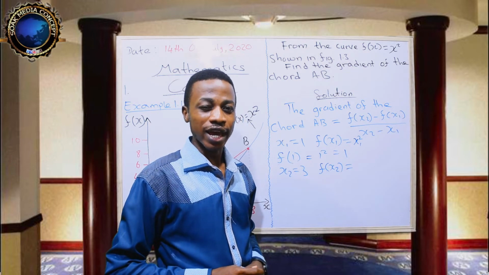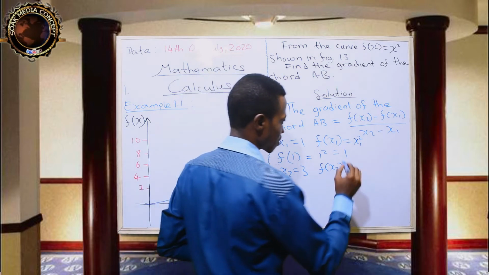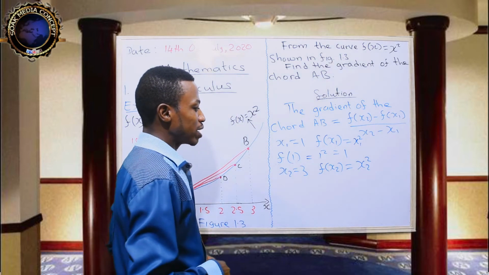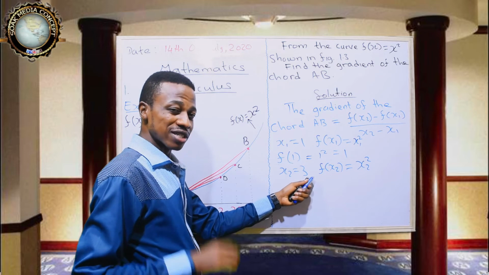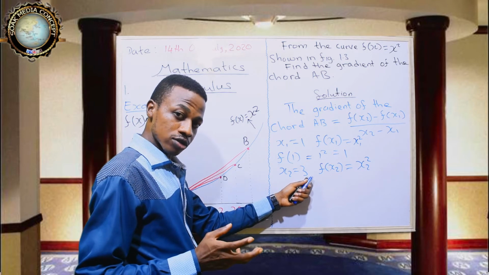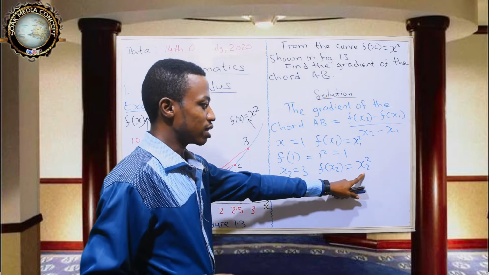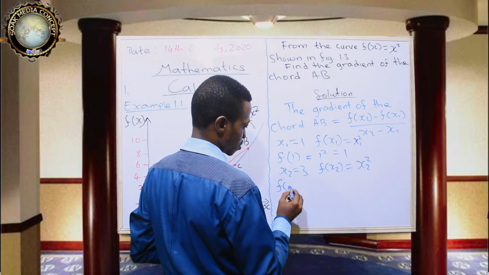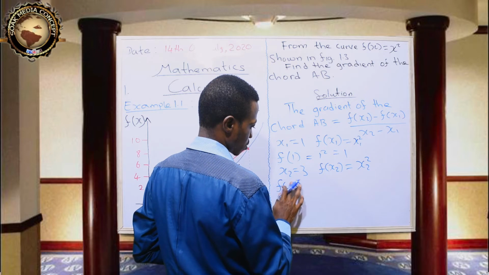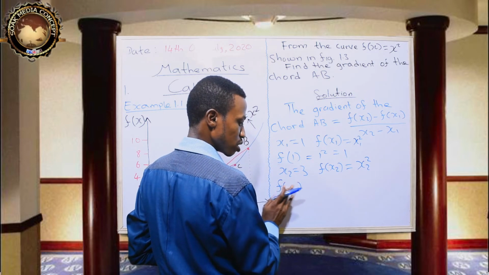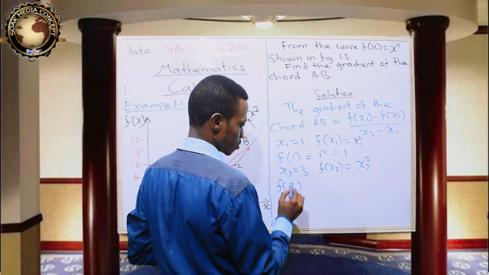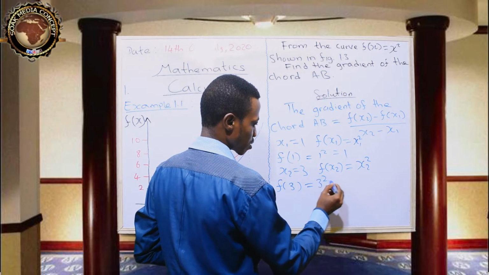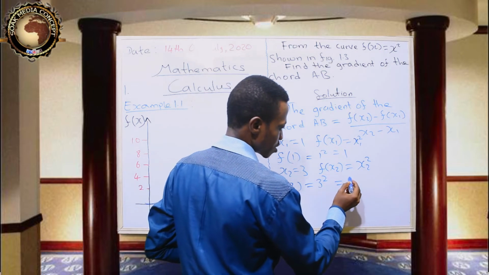Right, f of x2 is going to be x2 squared. Meaning that wherever you see x2, you're going to insert your 3 there. Sorry, this f of x2 is not going to be 3, that will be here. So we're going to put 3 here as well. Then 3 squared is going to give us 9.